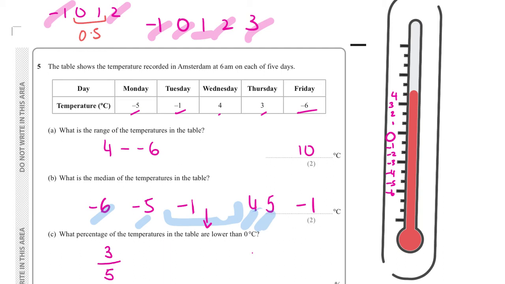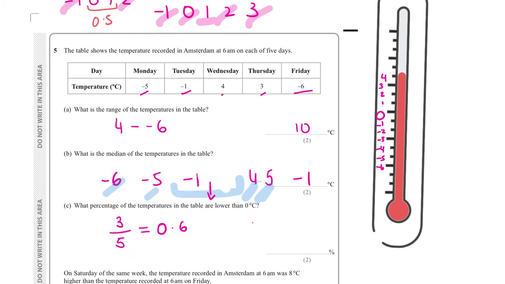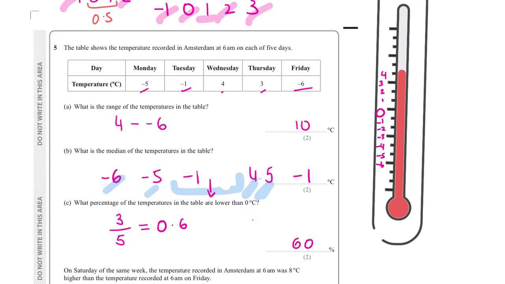Okay, we shouldn't be guessing. Let's convert it to a decimal first. Yeah? 3 over 5 is 0.6. 0.6 is 60%. Now, how have we done that? Now, if you want, we can do 3 over 5.